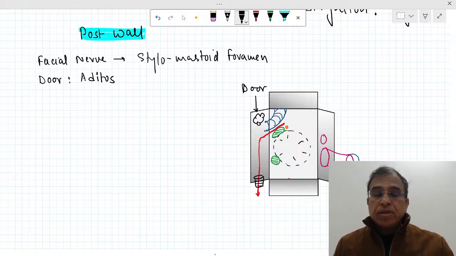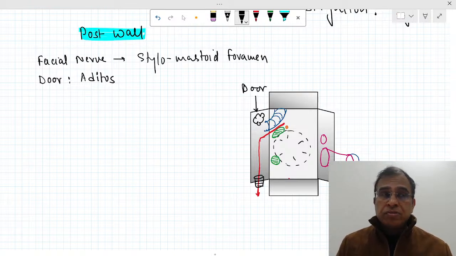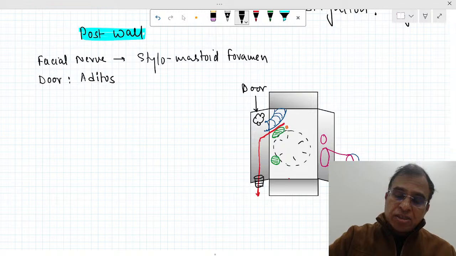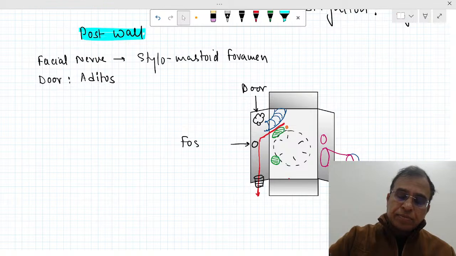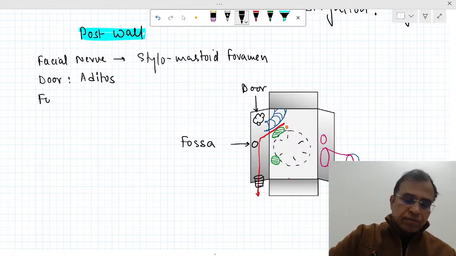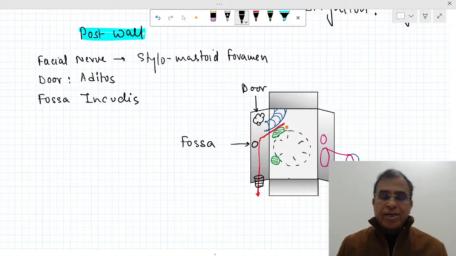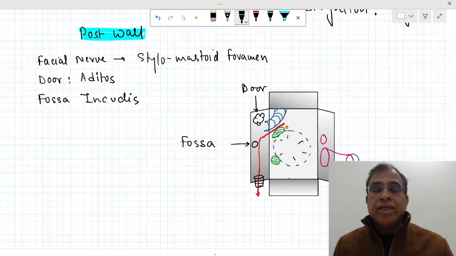If you remember, when I was talking about the incus ossicle, I told you then that the incus has a short process. Remember, the short process fits on the posterior wall. I told you when I talk about the posterior wall, I will mention the incus also. So for the short process of the incus, there is a fossa somewhere here, just outside the facial nerve, called fossa incudis. Look at the name. From the name you can understand this fossa has something to do with the incus, so fossa incudis.